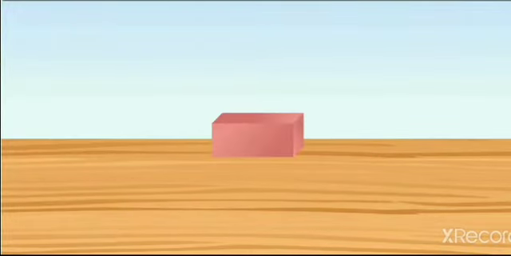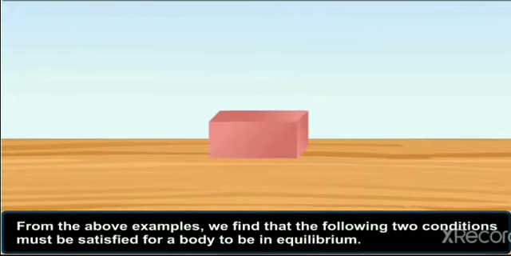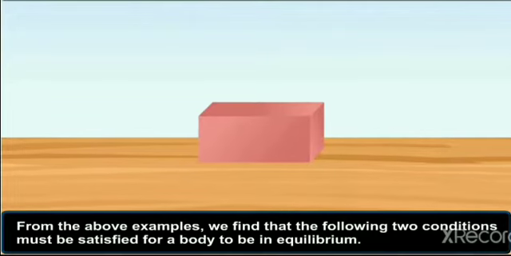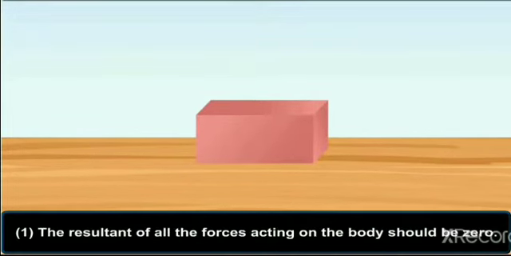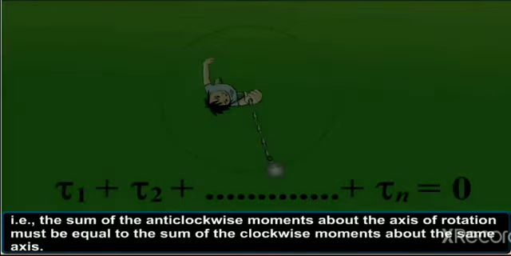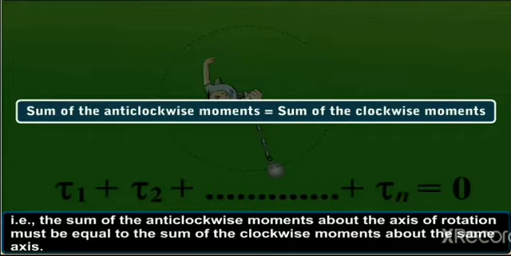Conditions for equilibrium. From the above examples, we find that the following two conditions must be satisfied for a body to be in equilibrium. 1. The resultant of all the forces acting on the body should be 0. 2. The algebraic sum of moments of all the forces acting on the body about the point of rotation should be 0. That is, the sum of the anti-clockwise moments about the axis of rotation must be equal to the sum of the clockwise moments about the same axis.